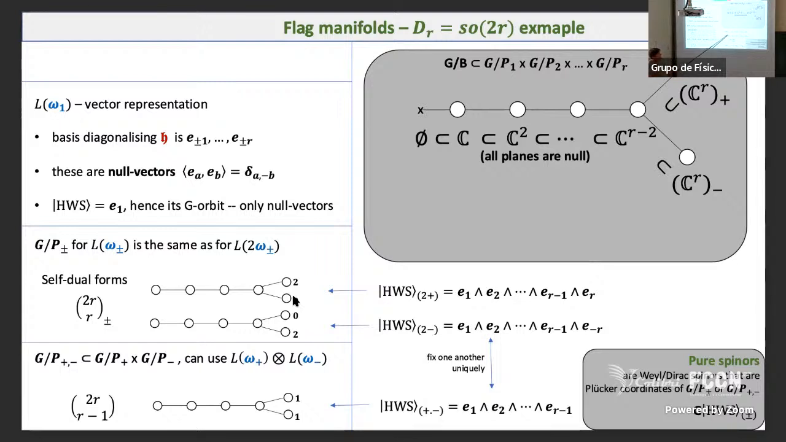And how do they look? The self-dual one looks like a wedge of all E's with pluses, and the anti-self-dual one a wedge of all E's with a minus. So they form two different reducible representations, two different orbits, corresponding to this bifurcation that happens here. And this is the structure of the maximal flag and partial Grassmannians for the D series. Any questions here?